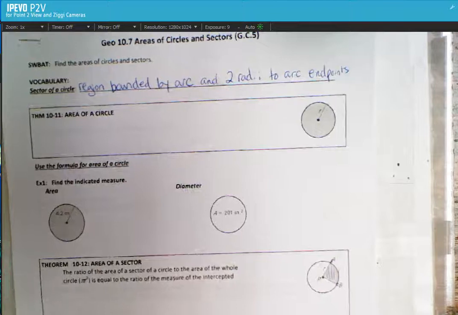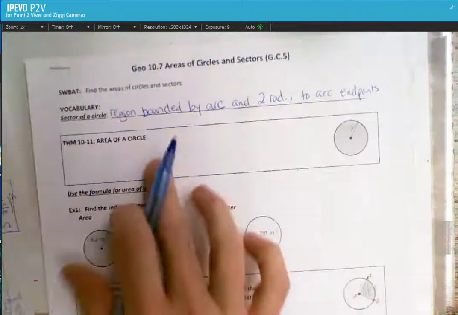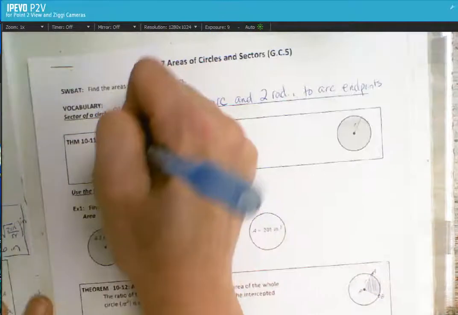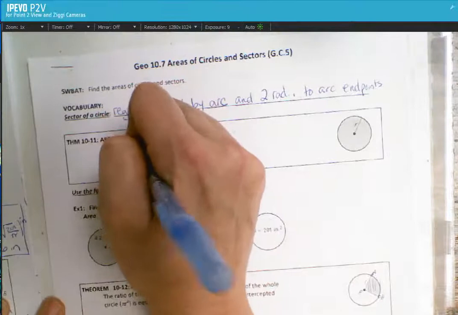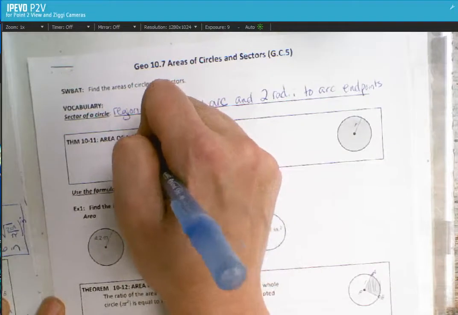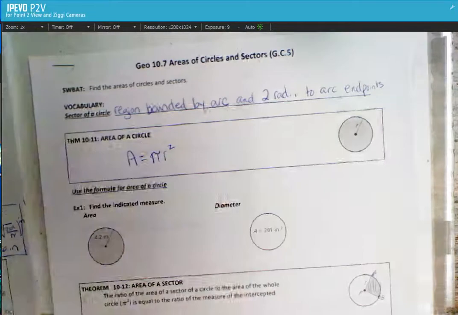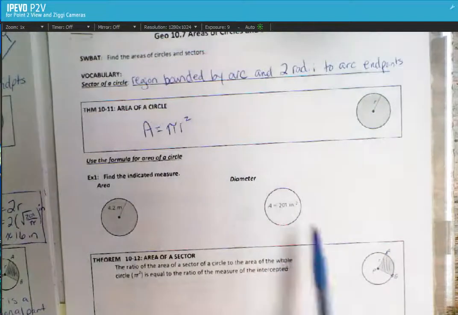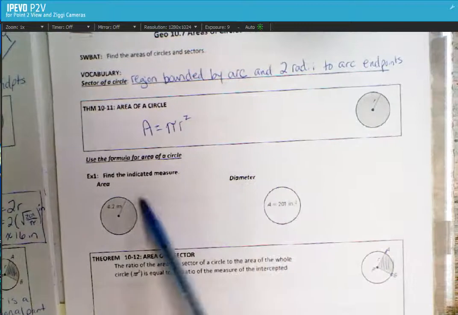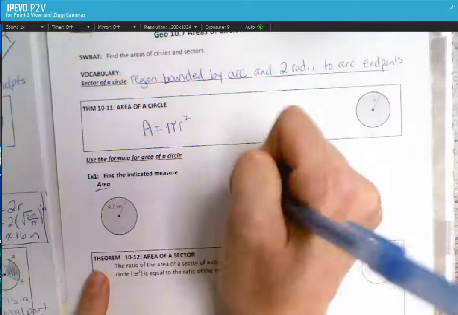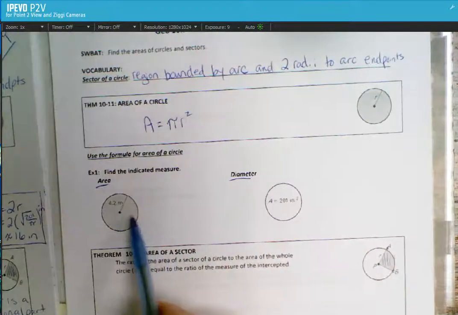Let's just start with this, because it is going to lead into our formula for the sector. So we know the area of a circle equals pi r squared. Used it a million times. So let's practice real quickly how to find certain pieces when we have some information given.